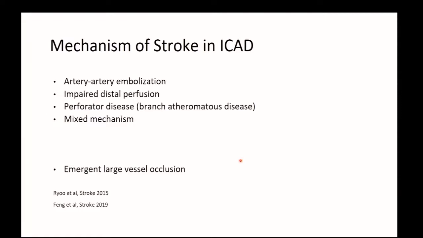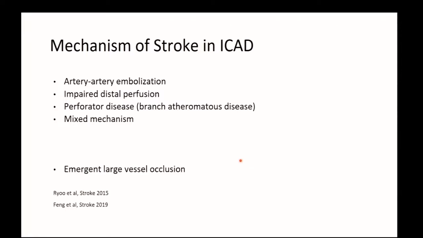The second mechanism is impaired distal perfusion, or distal hypoperfusion, or hemodynamic stroke. And in this one you have high-grade stenosis. You have a stenosis, and then distally you have border zone areas lacking blood, and then you get a border zone or watershed pattern of these strokes.